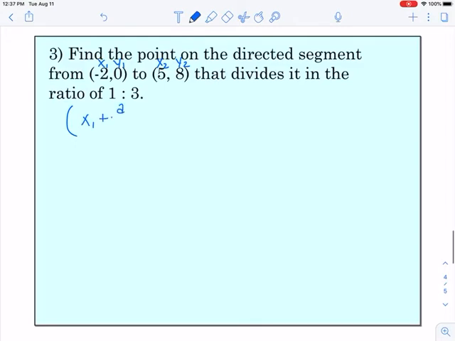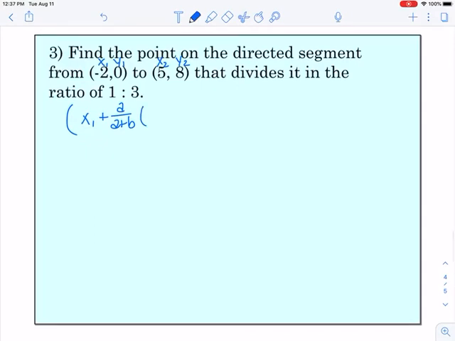x1 plus A over A plus B times x2 minus x1. For the y's, it's going to be y1 plus A over A plus B times y2 minus y1. So x1 is -2.